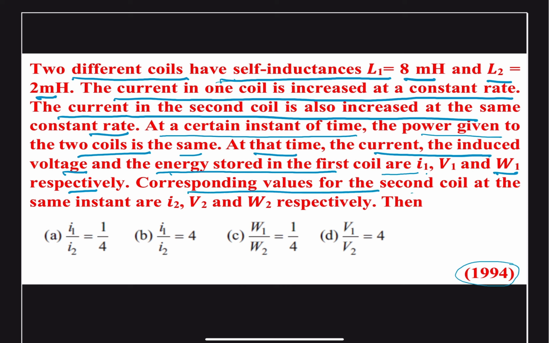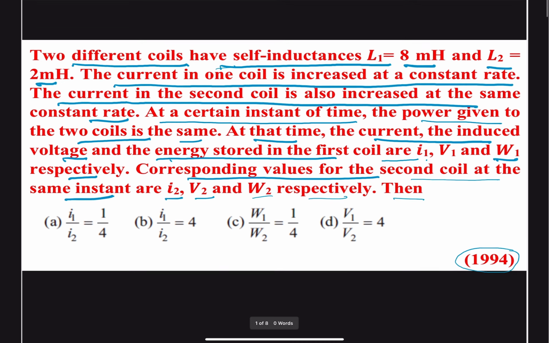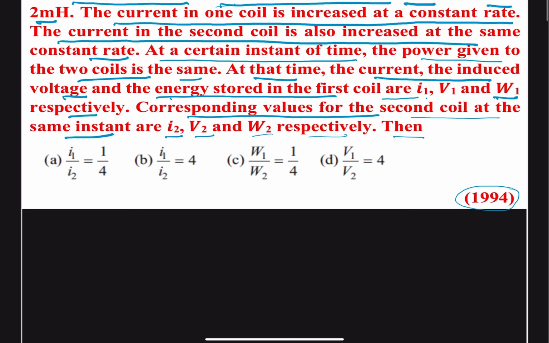Corresponding values of the second coil at the same instant are I2, V2 and W2 respectively. Then we have to find out the ratio of I1 to I2, W1 to W2 and V1 to V2. So this is a multi-correct question.